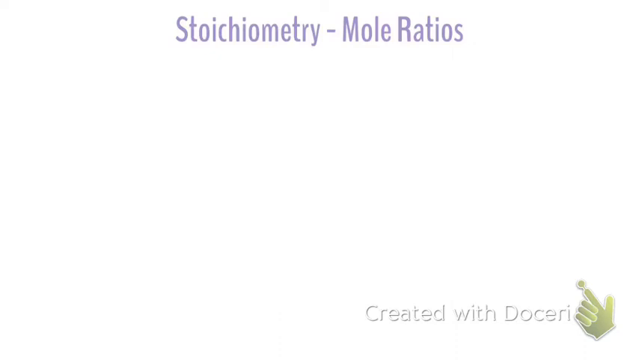We've done a lot with mole conversions. We've done a lot with balancing reactions. And so now we're going to be able to put mole conversions and balancing reactions together, right? We're going to have a chemical reaction and we're going to be able to put quantities to it. So we're going to start talking today about something called a mole ratio.